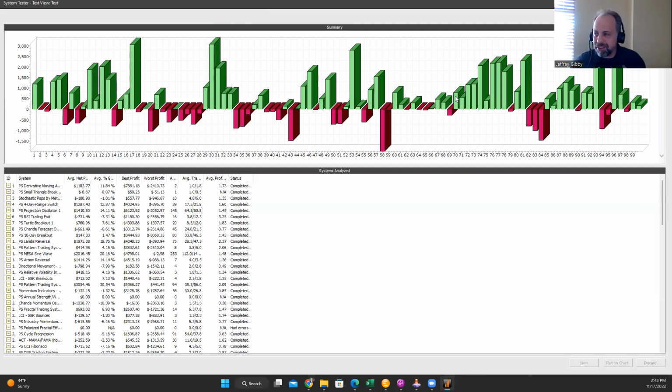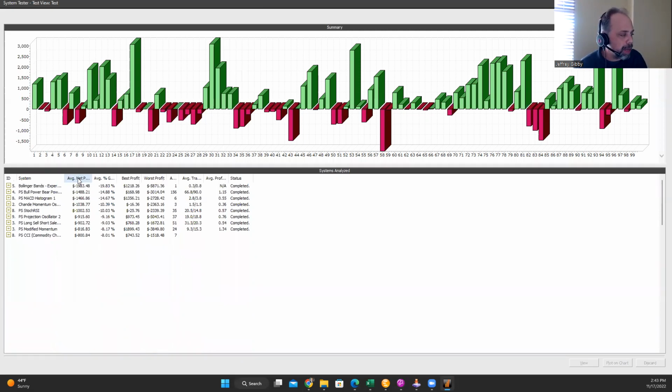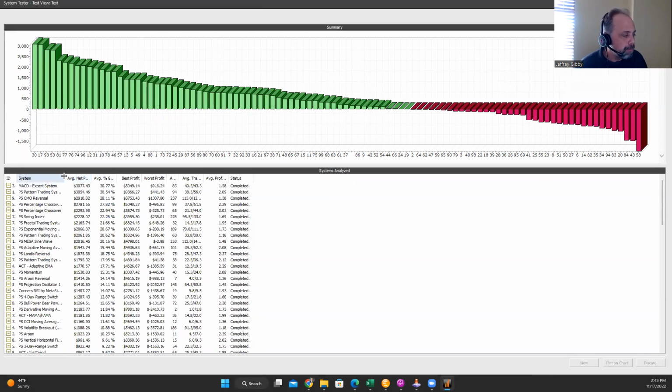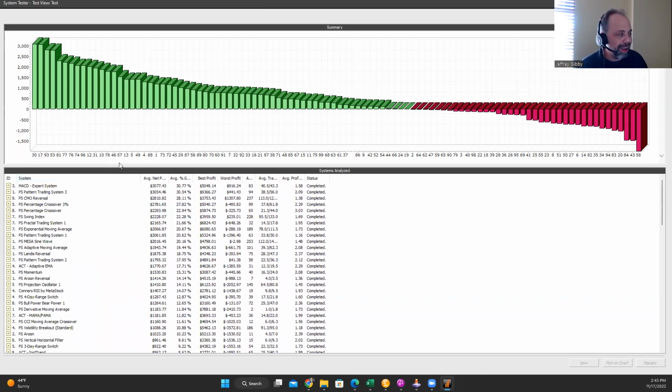So we've tested some pretty good market conditions, right? Now what I've got here is, for all of those 100 tests that I ran, if the bar is green, it was profitable over the last 2 years. If it's red, it was unprofitable, okay? And what I'm gonna do is just sort this based on the average net profit. And I think it's funny, MACD was best.